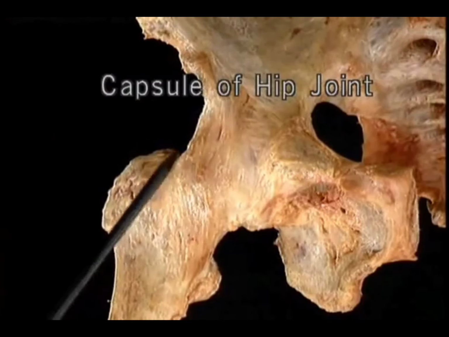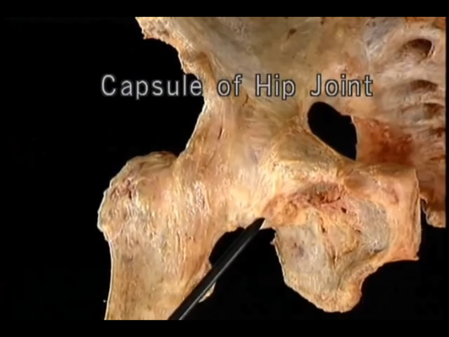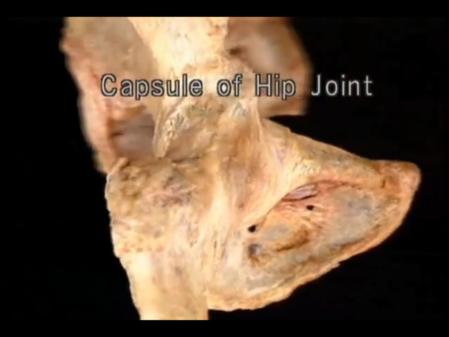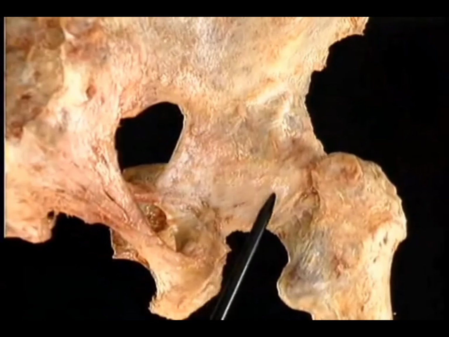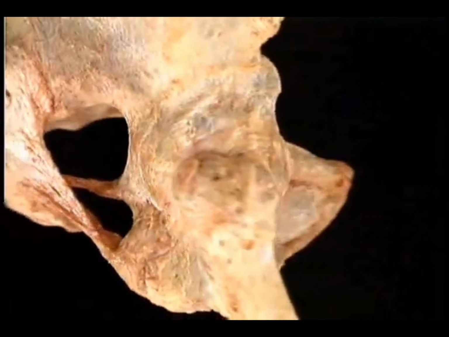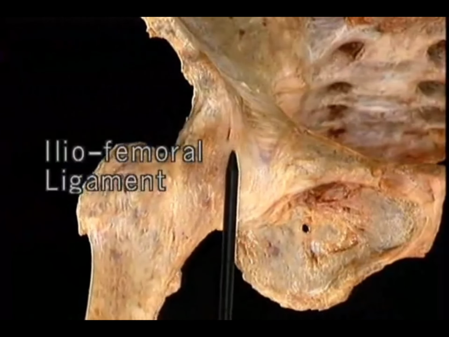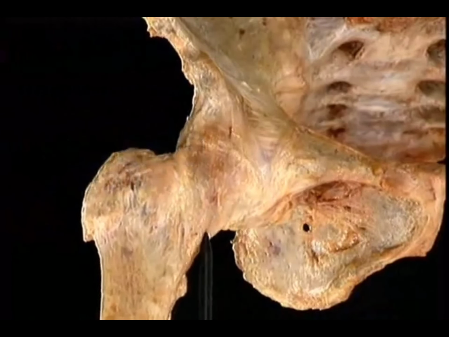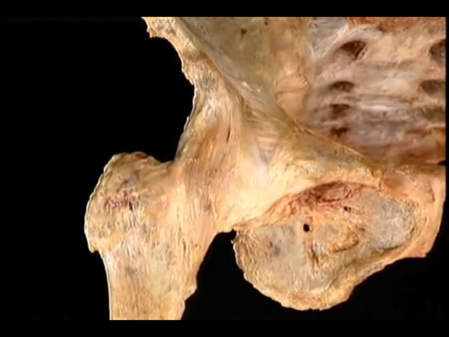The capsule of the hip joint is a sleeve of ligaments. The capsule is thin on the underside. Everywhere else, it's thick and very strong. This part of the capsule behind is called the ischiofemoral ligament. This anterior part of the capsule, which is the thickest, is known as the iliofemoral ligament. The fibers of these capsular ligaments become tight when the joint is extended.